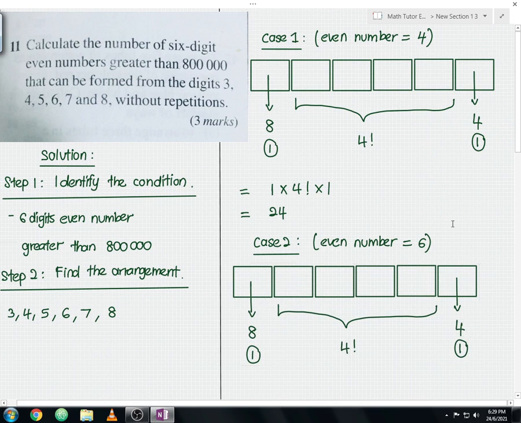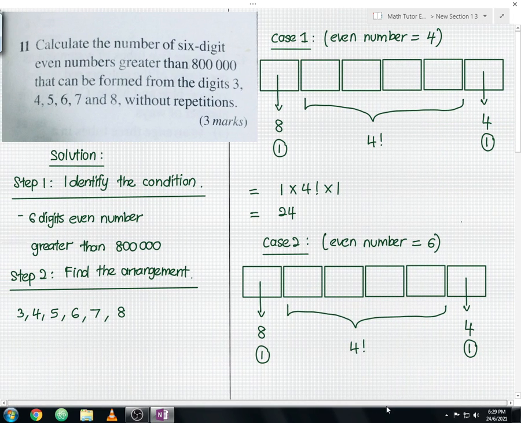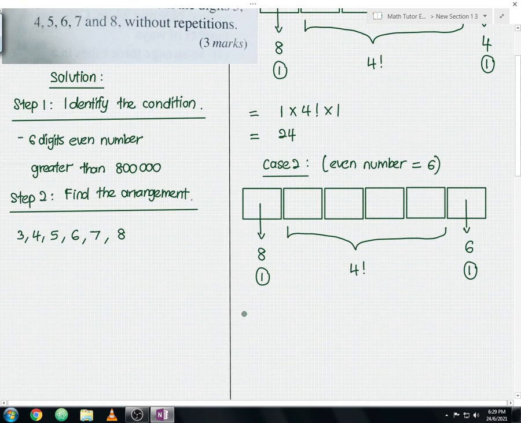Okay, so the only difference over here is, instead of using 4 here, we're going to replace with 6. So for the second case, you place your 8 in the first block and then 6 in the last block. So the remaining number 3, number 4, number 5 and number 7 will be permutated in the digit 2, digit 3, digit 4, digit 5 respectively. Okay, so I hope you understand, guys, the concept behind this. So from here, let us calculate them.